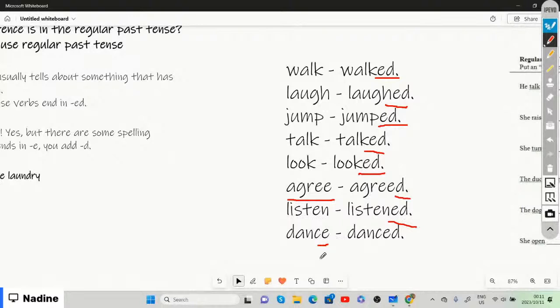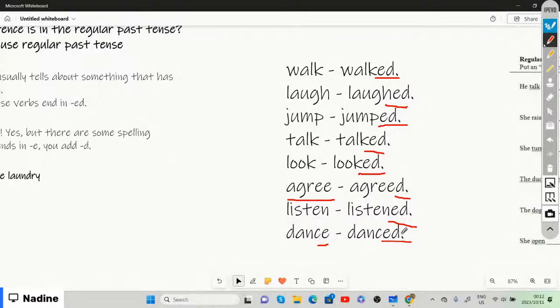dance. Remember we said that if the word ends in E, then we basically just need to add a D, not an ED. So there we have dance, which is something that you're doing now, but in the past, I danced, right? So there it ends with an E, which means that we just added a D. So danced.